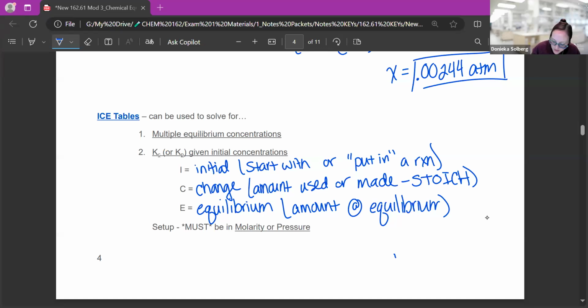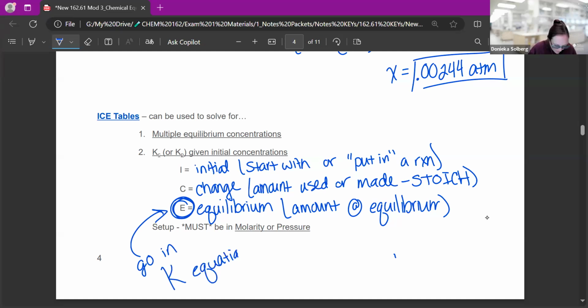And the other thing is, this is the most important part of the table because equilibrium concentrations can go into K expressions. Initial concentrations can't. That's why reading your problem is going to be important. These go in your K equation. Okay, no other values.